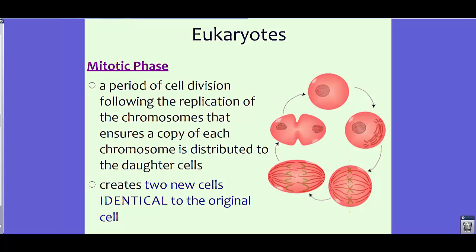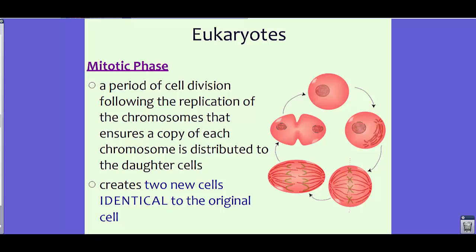So now specifically we're going to talk about the mitotic phase. Let's just talk about mitosis and the steps in mitosis. It happens fairly quickly for some cells. Other cells might take a little bit of time. So the mitotic phase is a period of cell division following the replication of the chromosomes that ensures a copy of each chromosome is distributed to the daughter cells.